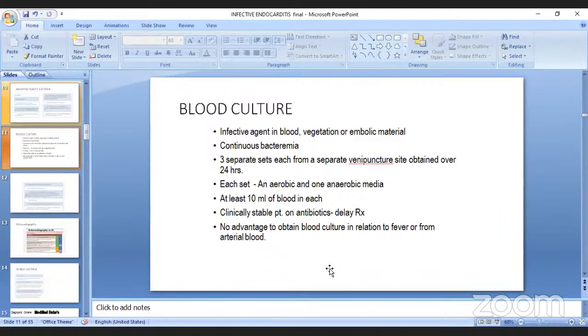And the second thing to remember is, if there is a clinically stable patient, then you can delay the treatment. But if the patient is not clinically stable, showing all the immunological phenomena, all the septic emboli phenomena, then you take the blood culture quickly and start the patient on antibiotics. Don't wait for 12 hours or 24 hours to start it.